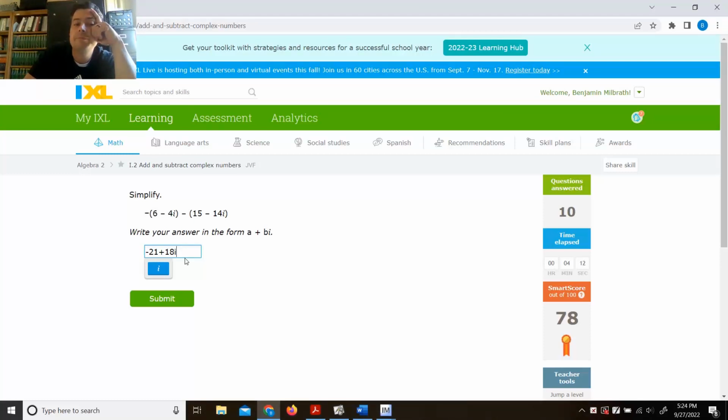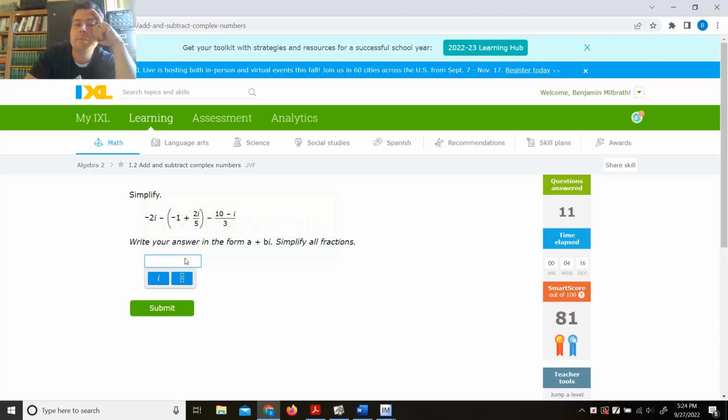Let's see if I'm right. I am right. Oh, ooh. I'm glad I ran into this. This is fractions. I've always worried about IXL not being difficult enough, so it's good to see if they're doing stuff like this.